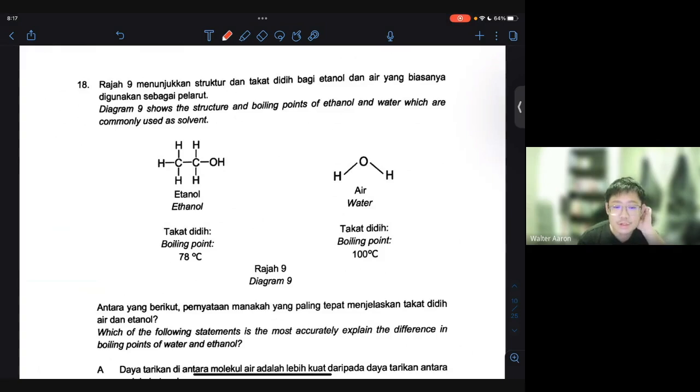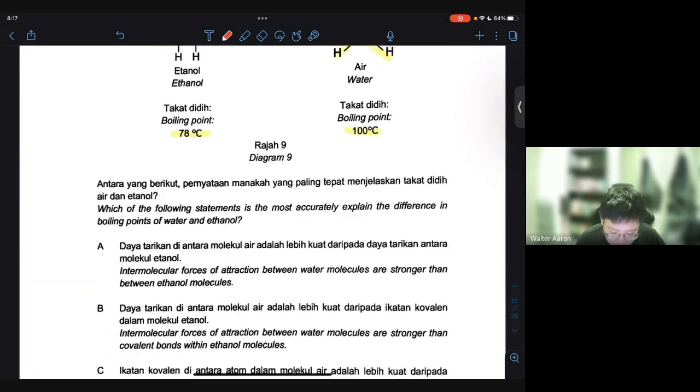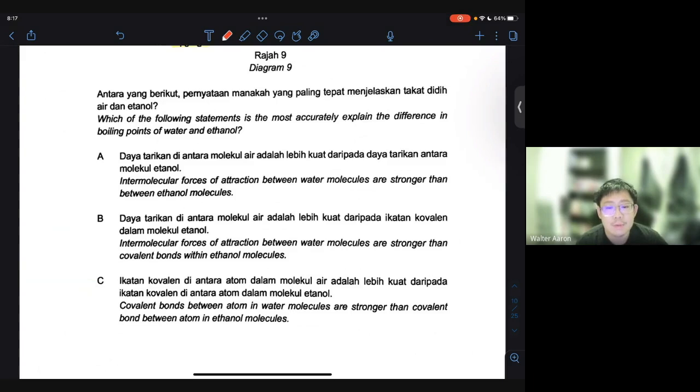Number 18, diagram 9 shows the structure and the boiling points of ethanol and water, which are commonly used as a solvent. So we have here ethanol and then water. One is 78 degrees Celsius and one is 100 degrees Celsius in terms of their boiling point. So which of the following statements most accurately explains the difference in the boiling points of water and ethanol? So let's just take a look. Intermolecular force of attraction between water molecules is stronger than between ethanol molecules.